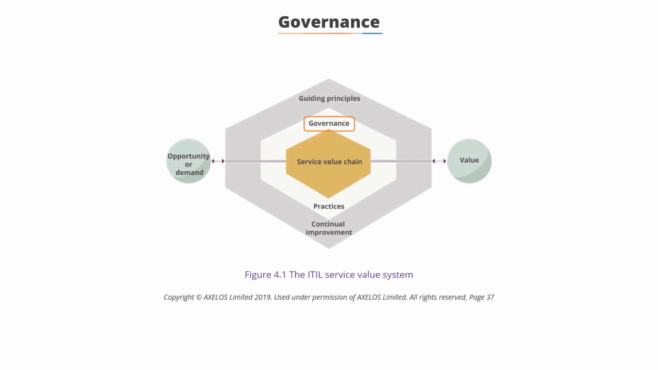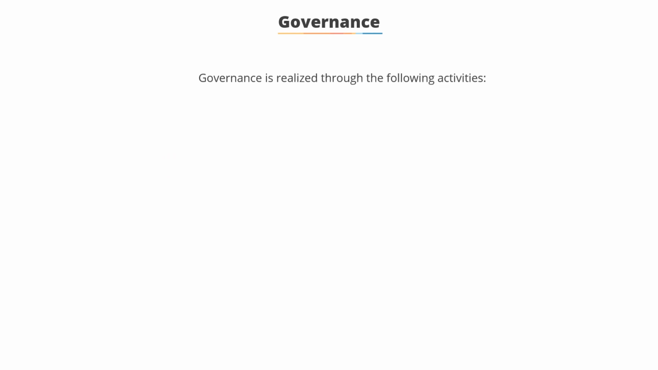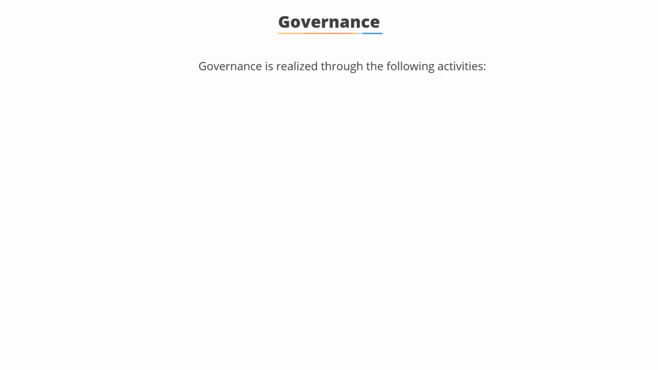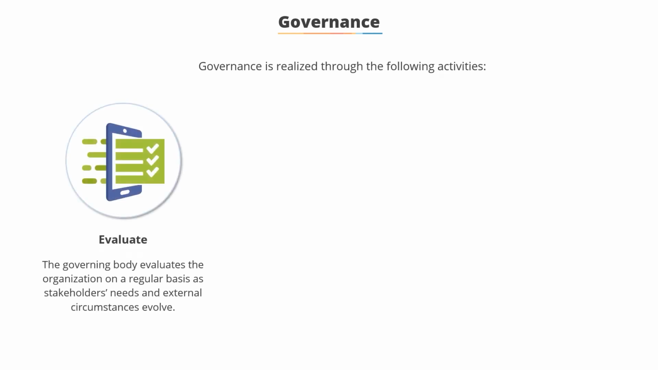Organizational governance is a system by which an organization is directed and controlled. Governance is realized through the following activities. Evaluate. The evaluation of the organization, its strategy, portfolios, and relationships with other parties. The governing body evaluates the organization on a regular basis as stakeholders' needs and external circumstances evolve.